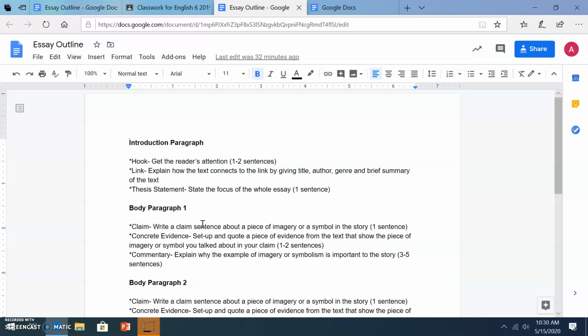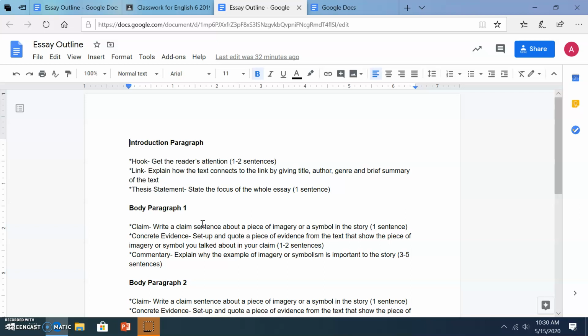And then in the thesis statement, you're going to state the focus of the whole essay. The focus of the whole essay is that question that's listed in your instructions. How are imagery and/or symbolism used in The Adventures of Tom Sawyer? So in your thesis statement, you're going to make some kind of statement about how imagery and/or symbolism are used in The Adventures of Tom Sawyer.